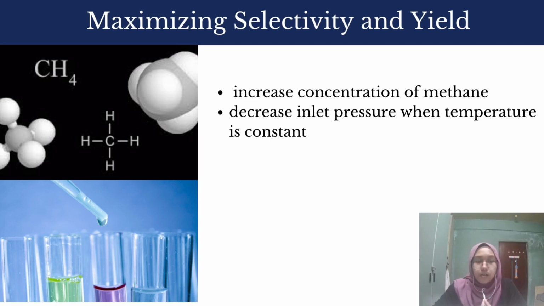The second method is to decrease the inlet pressure when the temperature is constant. As stated in Le Chatelier's principle, a reaction with an increased stoichiometric number is favorable at lower pressure. So a lower pressure system will shift the reaction equilibrium to produce more product.